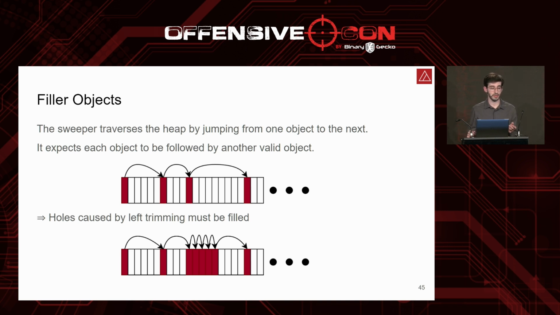In the image here, you can imagine that the third object is an array that gets left trimmed a few times. So we need to insert as many filler objects for the traversal to keep working.